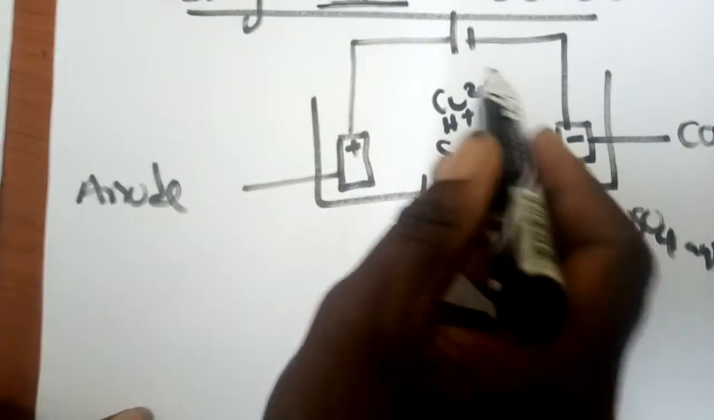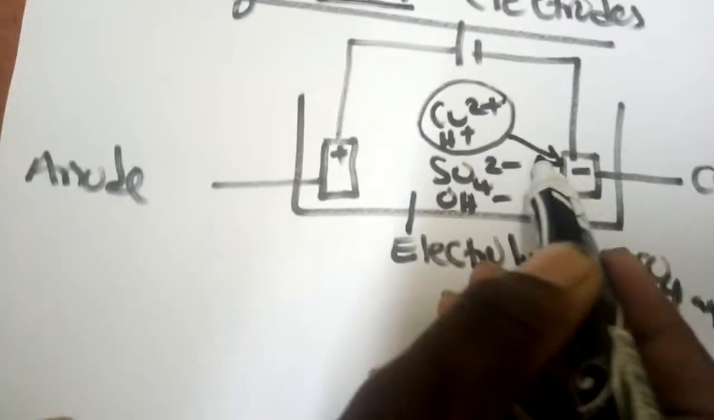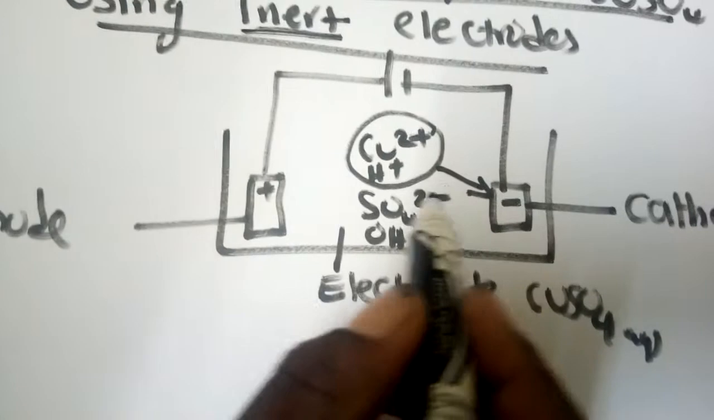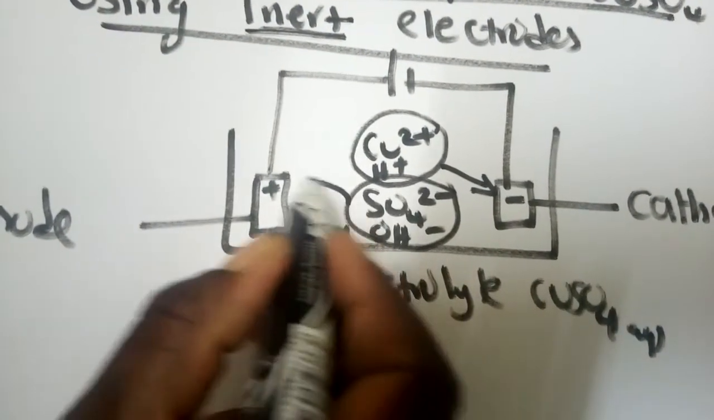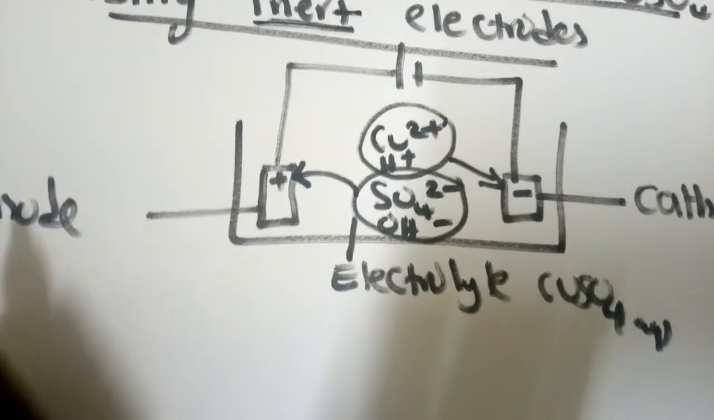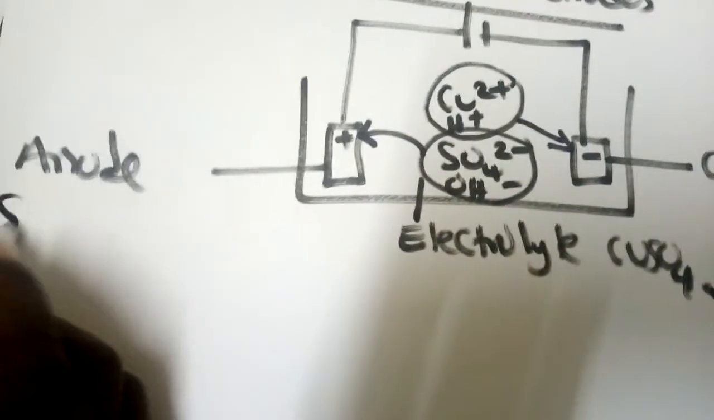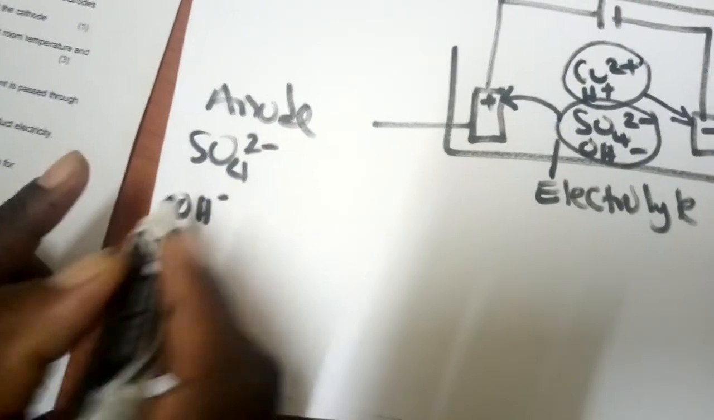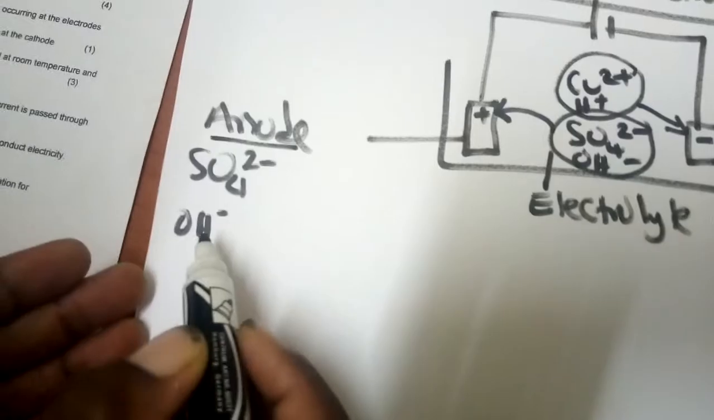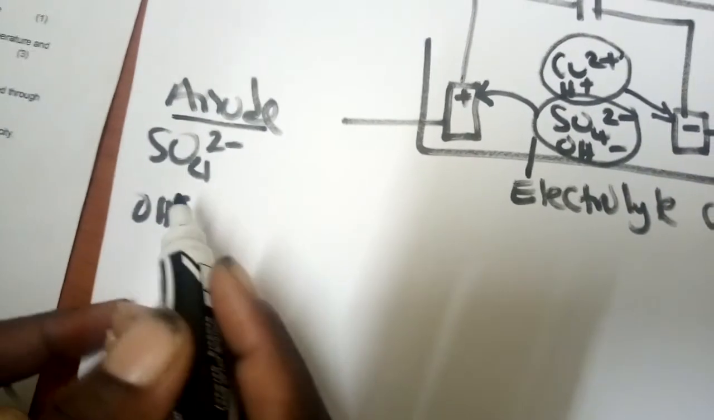So all the positive ions, copper 2 ion and hydrogen, will migrate to the negative electrode, which is the cathode. Then the sulphate ion and the hydroxide ion will be attracted or migrate to the positive electrode, which is the anode. So when the sulphate and the hydroxide come this side, the one which is lower in the electrochemical series is preferentially discharged to the other.